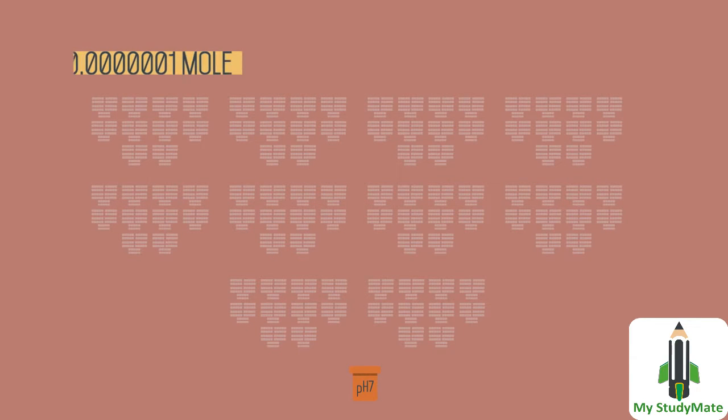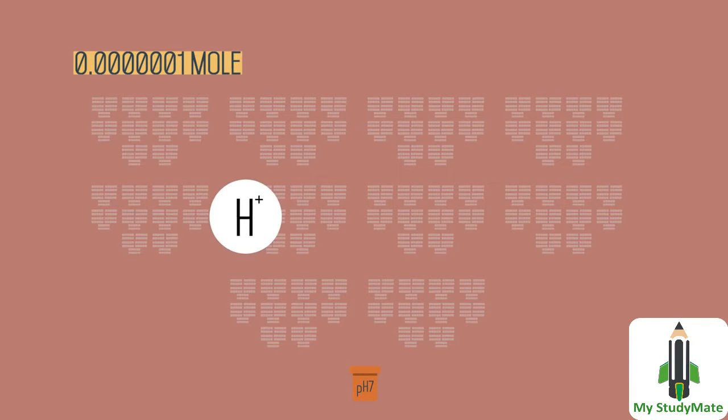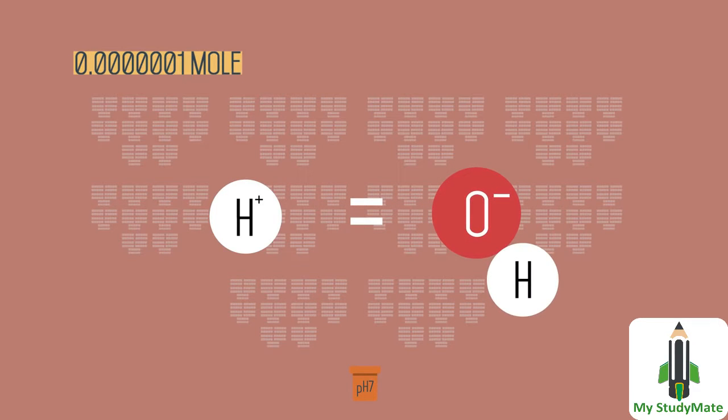or 0.0000001 mole of hydrogen ions per liter. Here there is also an equal number of hydroxide ions, and we have arrived at the neutral level.